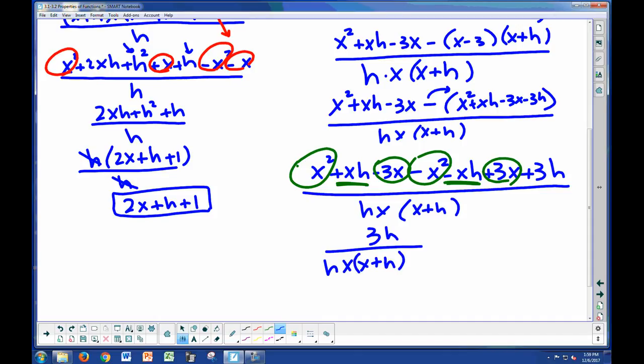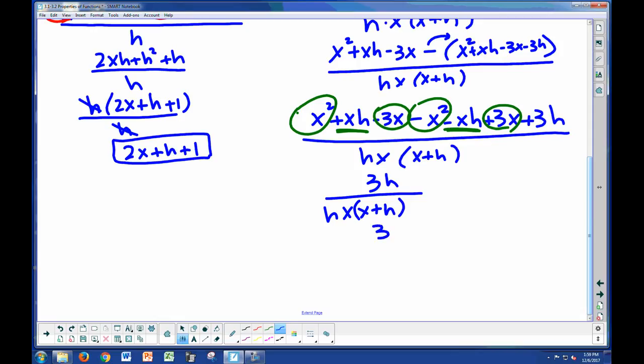And the final solution here, just 3 over x times x plus h. Wish we had known that at the beginning, that it was so easy. So you see two straight difference quotients. That's just like the textbook.